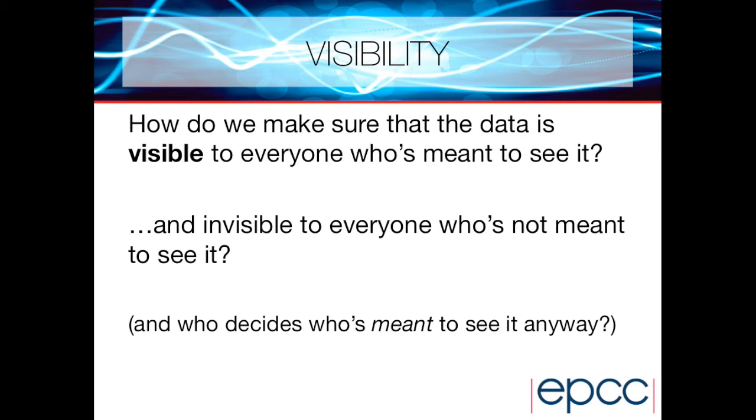The next V is visibility, and this is about making sure that the data is visible to everyone who's meant to see it, but invisible to everyone who's not meant to see it. So this is really a question of authentication and authorization. And it also touches on the idea of who's meant to see it anyway, of course, and this goes into some of the ethical questions that I mentioned that need to be addressed when we're considering data science. Maybe visibility wouldn't be the obvious word to use there, but it begins with V, so you can see why it's been chosen.